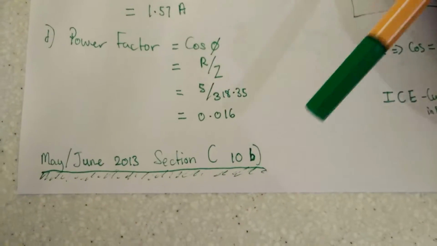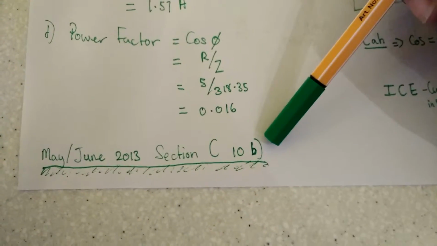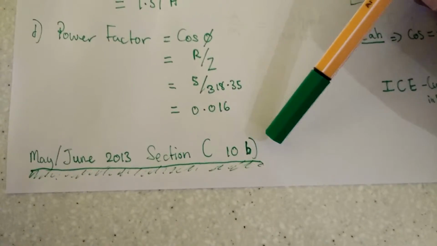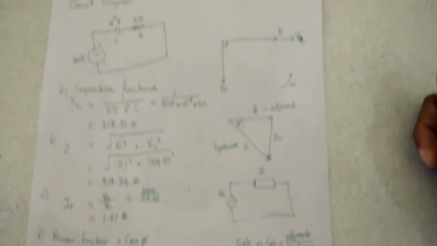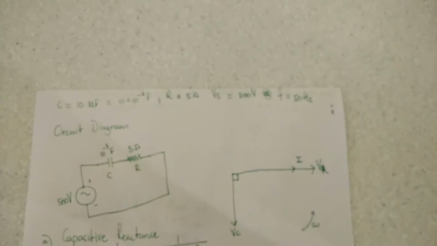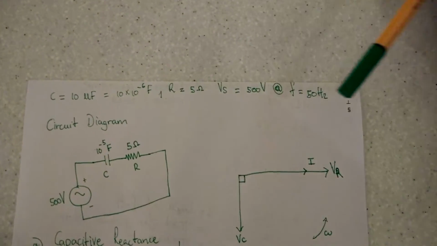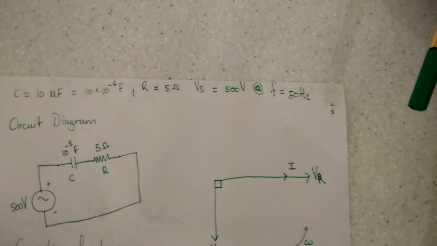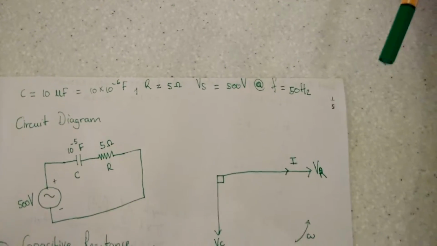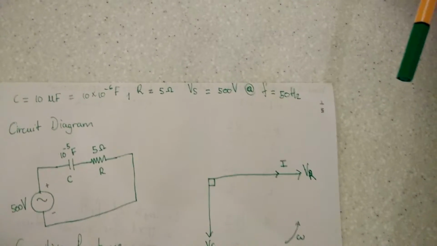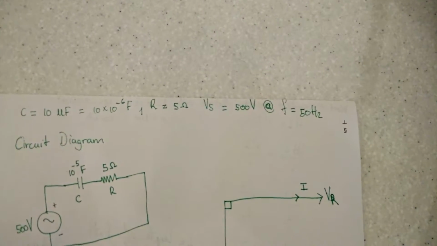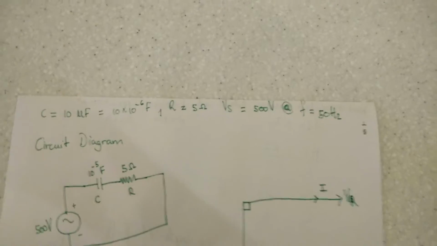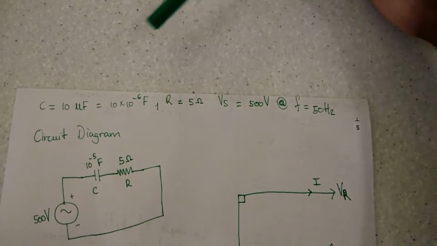Good day, students. Today we'll be working a question from the May-June 2013 past paper, Section C, number 10b. The question asks us, given a capacitance of 10 microfarads and a resistance of 5 ohms connected in series with a supply of 500 volts with a frequency of 50 Hz, draw the circuit diagram and draw the equivalent phasor diagram. So, as usual, we write down the things that we are given.